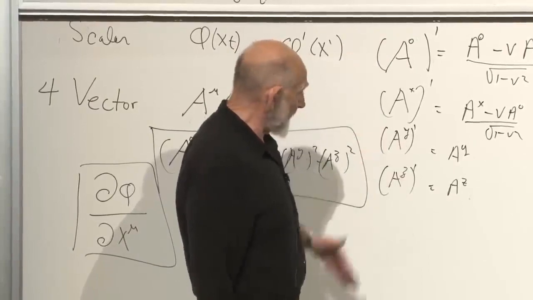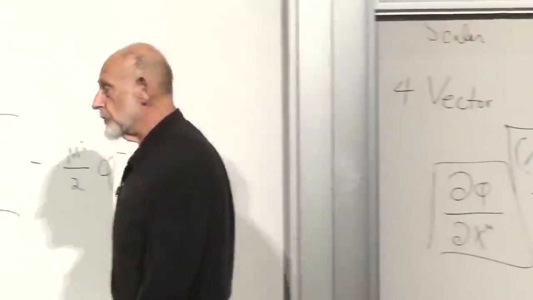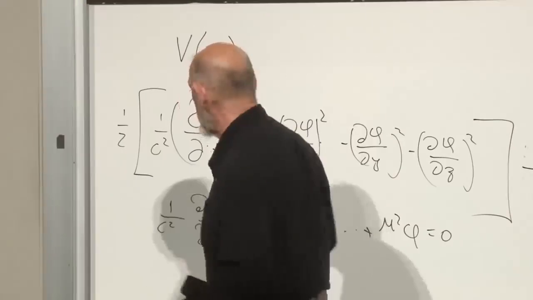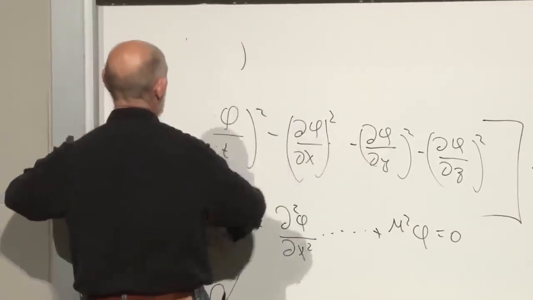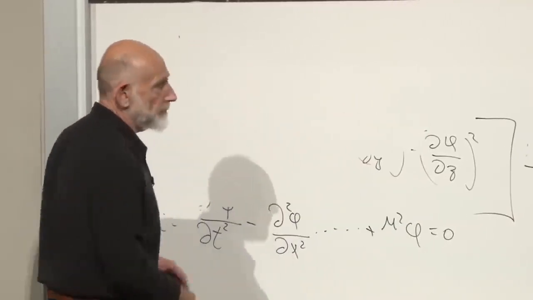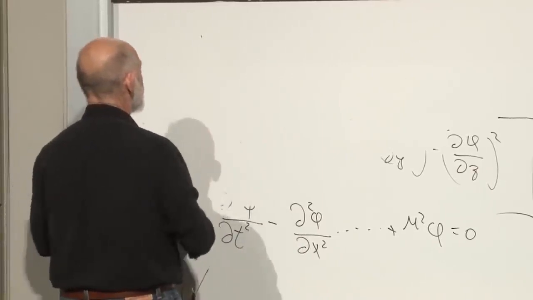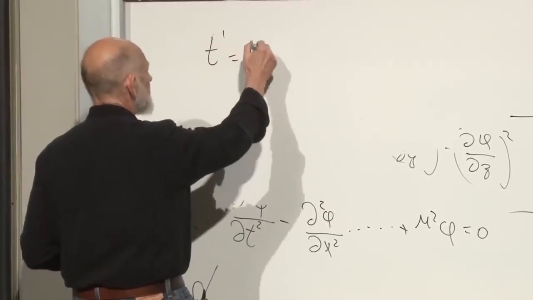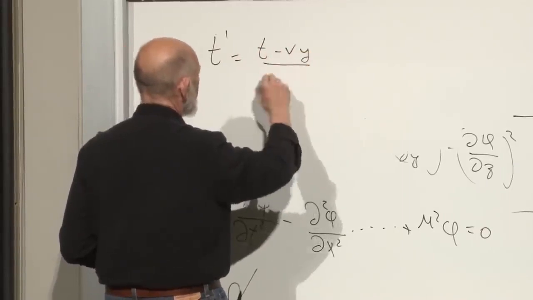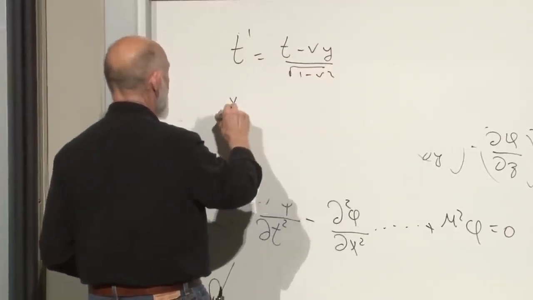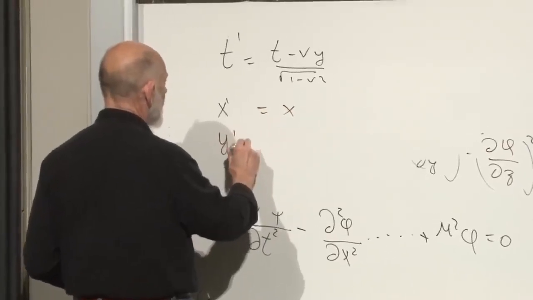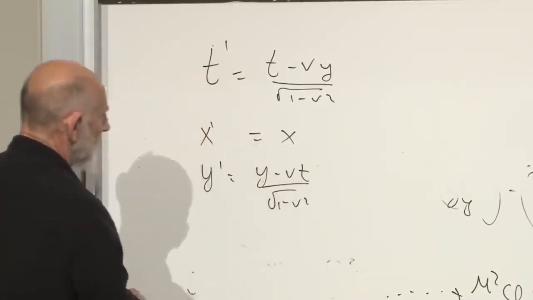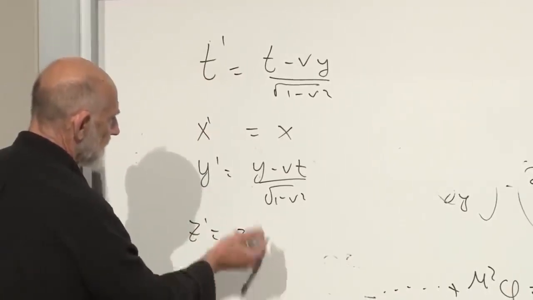Let's think about a Lorentz transformation along the y-axis. This would be a transformation in which 2 coordinate systems were moving along the y-axis. Then the transformation properties would be exactly the same, except that wherever you saw x, you'd stick y. So you'd have t prime is equal to t minus vy over square root 1 minus v squared. X prime equals x. Y prime equals y minus vt over square root 1 minus v squared. And z prime is equal to z, period.